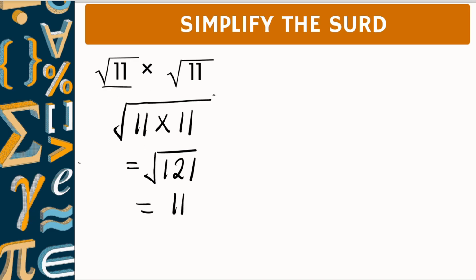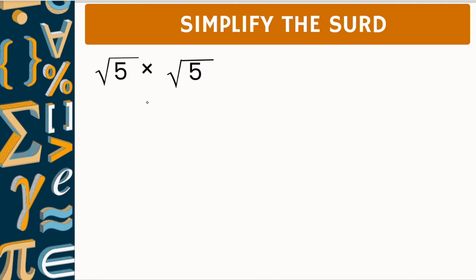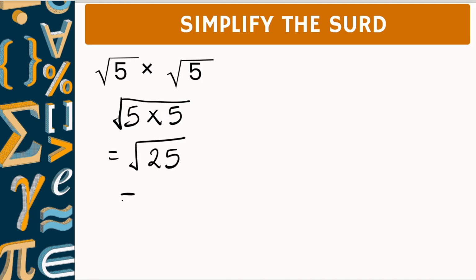So you see that when you multiply like so, it will give you this number here as a whole number. Now the next one is root 5 times root 5. The second property says we should multiply 5 times 5. And 5 times 5 is 25. And the root of 25 is equal to 5.